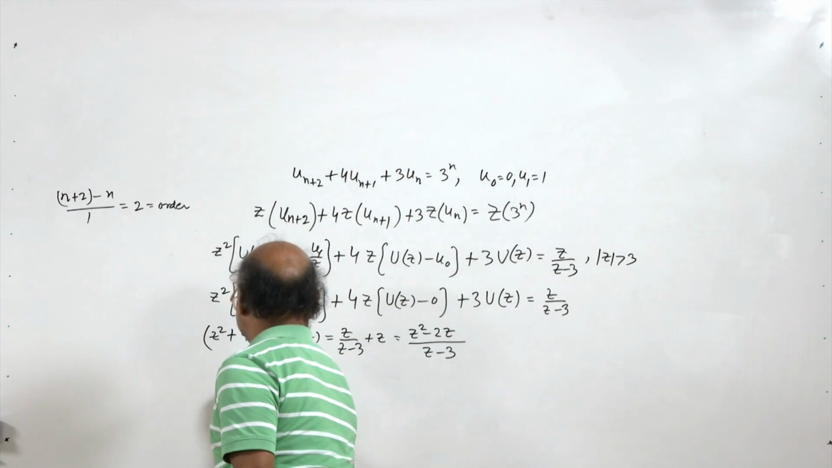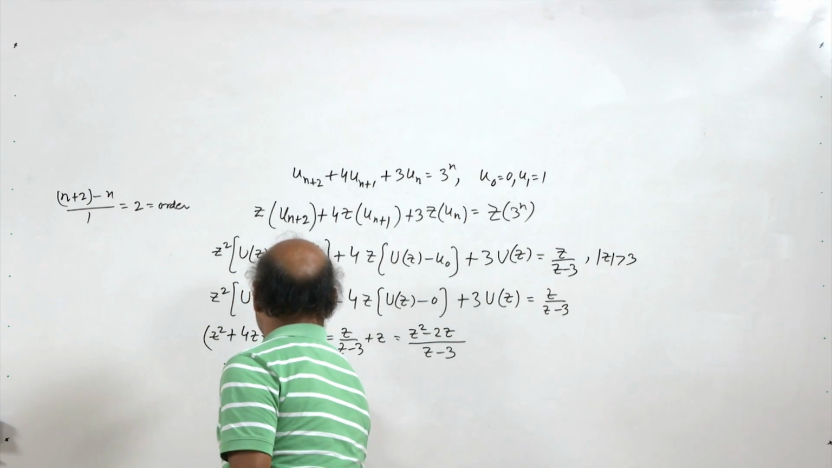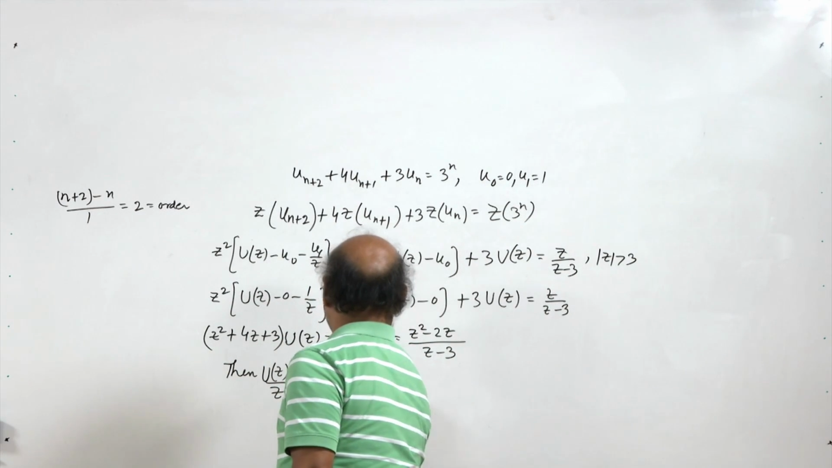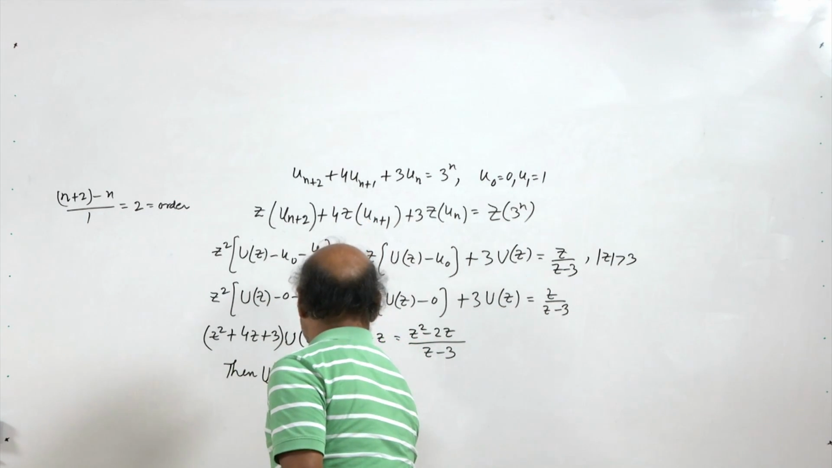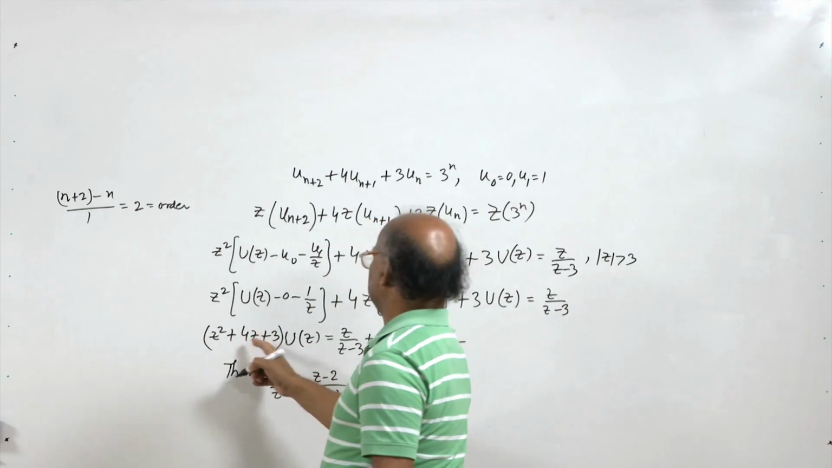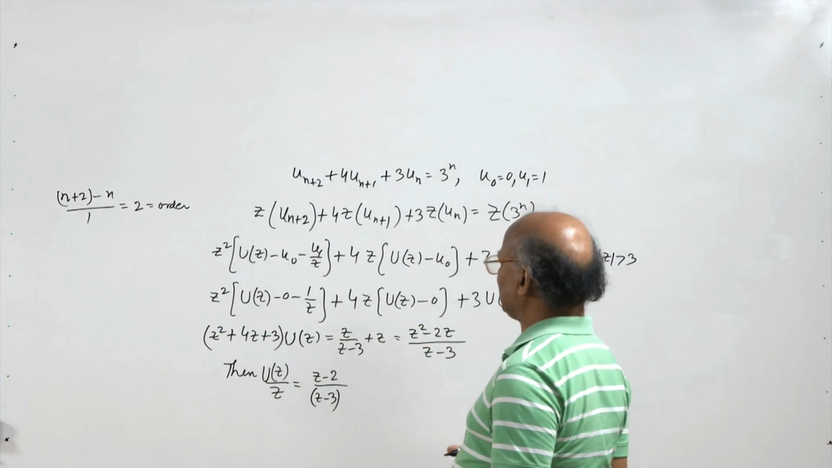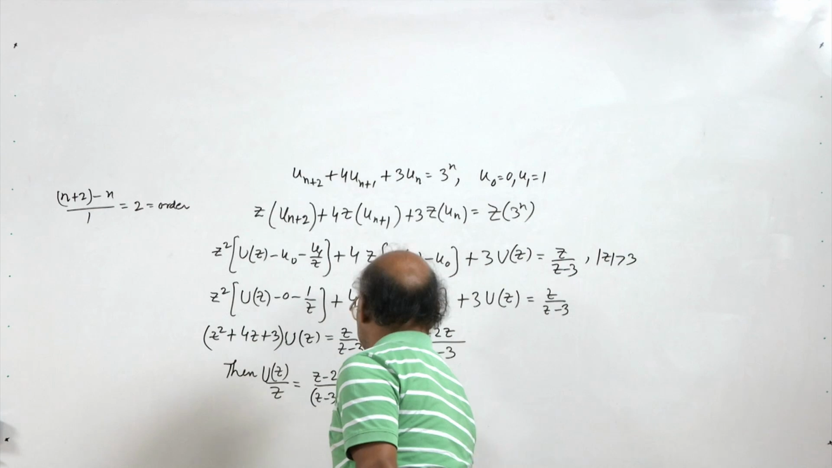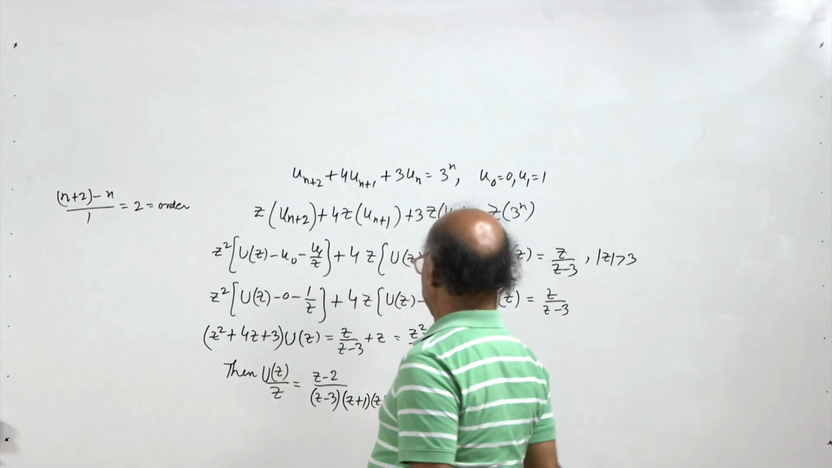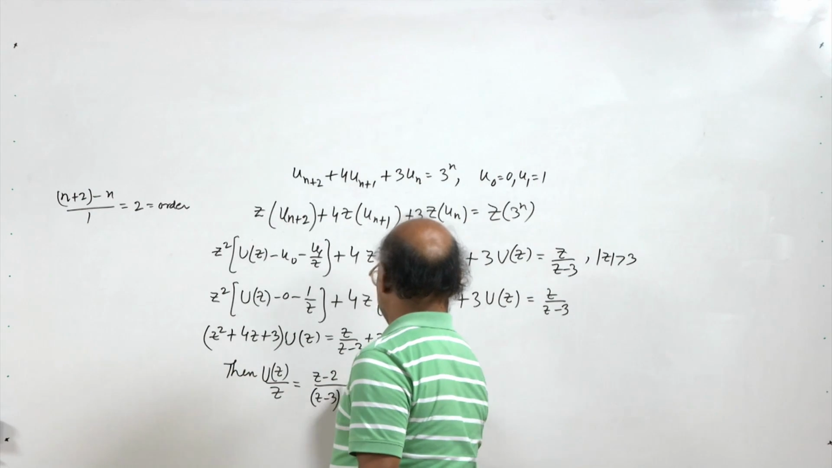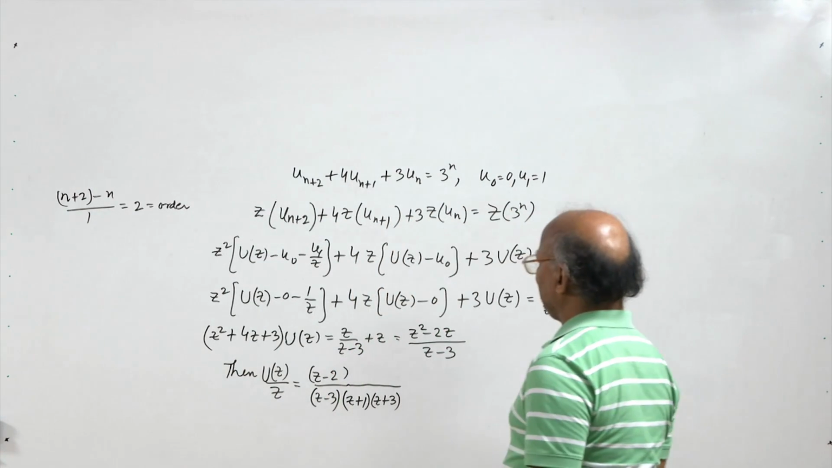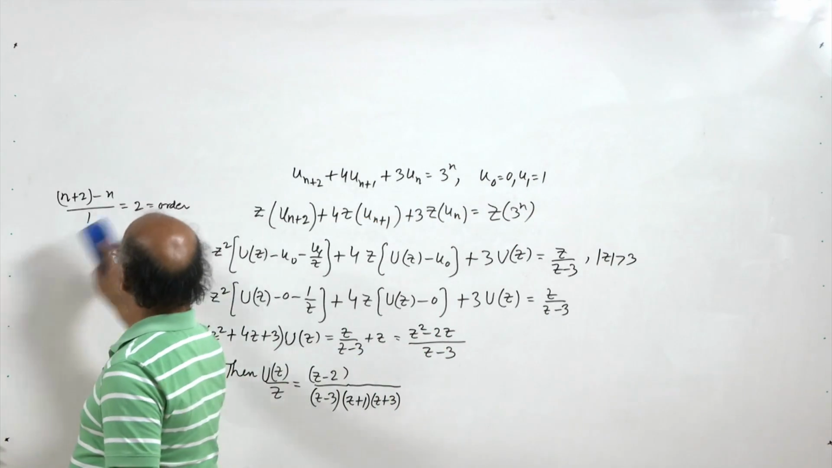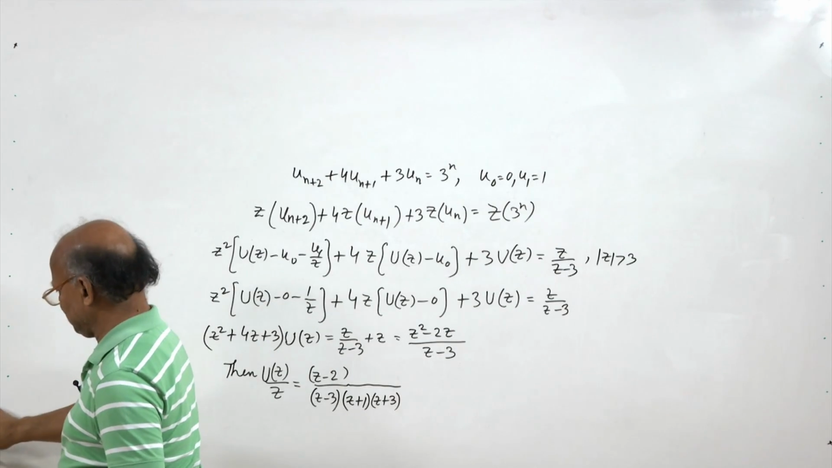So, U(z) by z will be equal to z minus 2 divided by z minus 3 into z square plus 4z plus 3. If you factorize, you get z plus 1 and z plus 3. So, now we have to break this U(z) by z into partial fractions and then determine the inverse z transform.